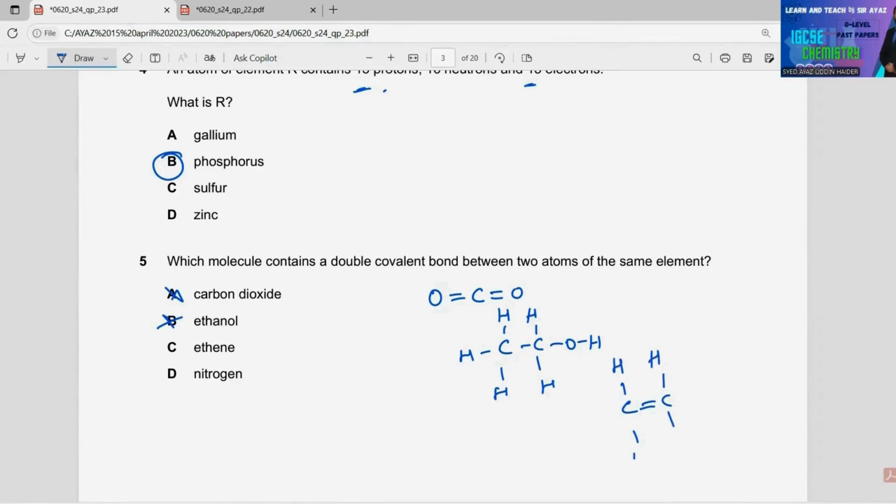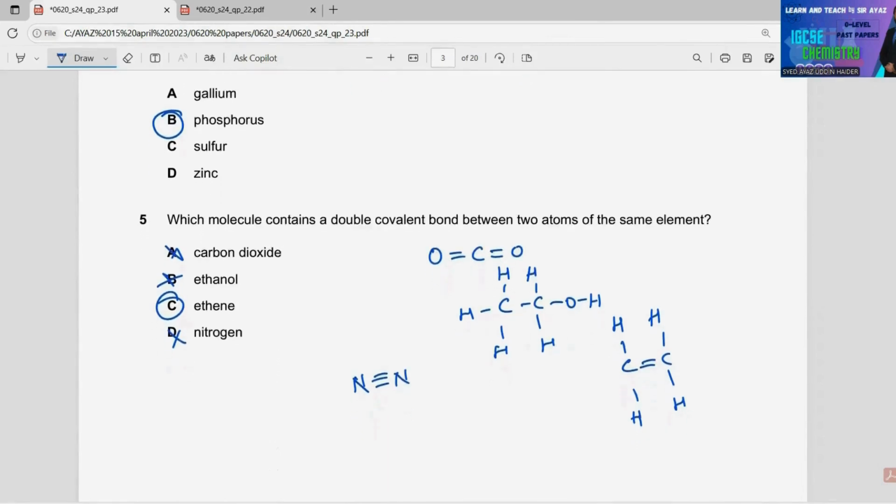C must be the right answer because a double bond is present between two atoms of the same element. For your convenience, I'm checking D, nitrogen. Nitrogen exists in the N2 state. It forms an N triple bond N. So this is also incorrect. C must be the right answer in this case.